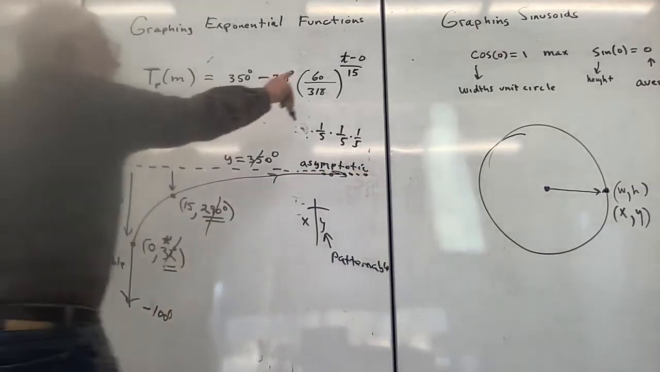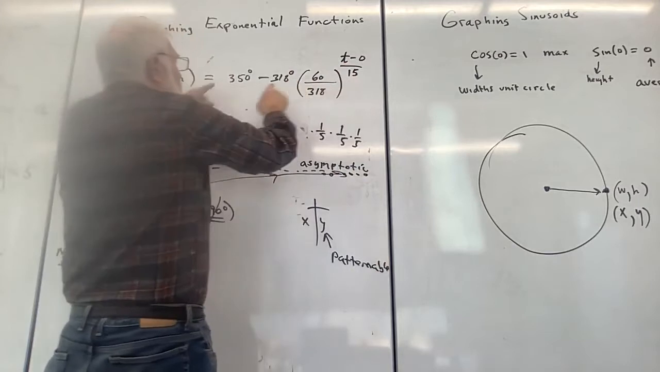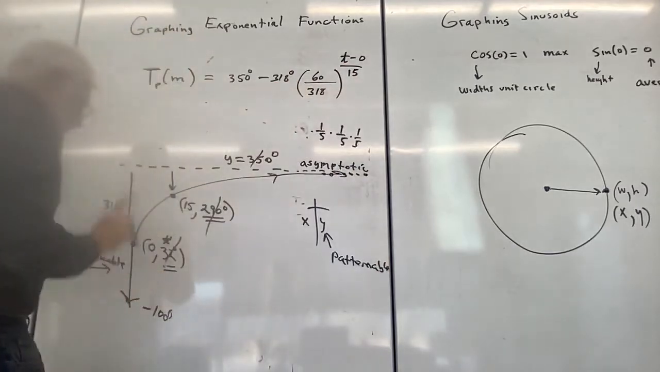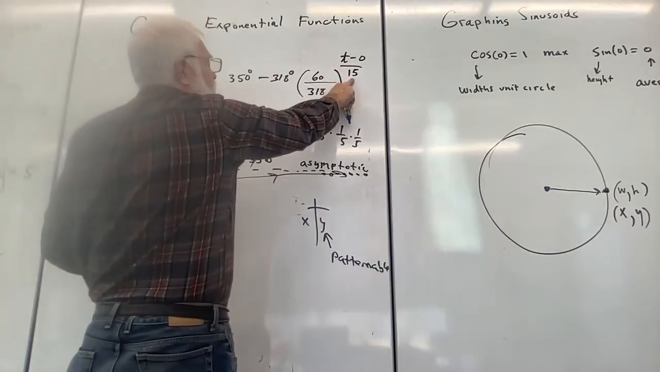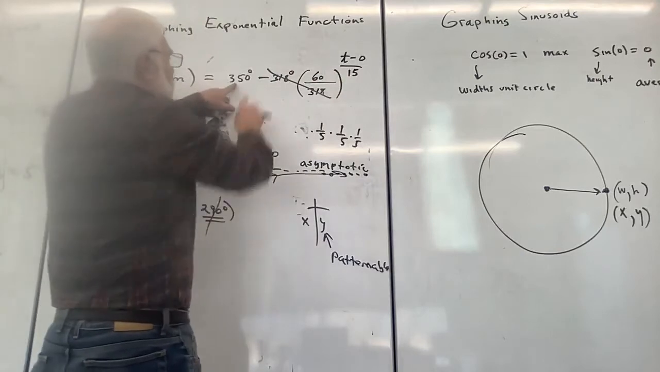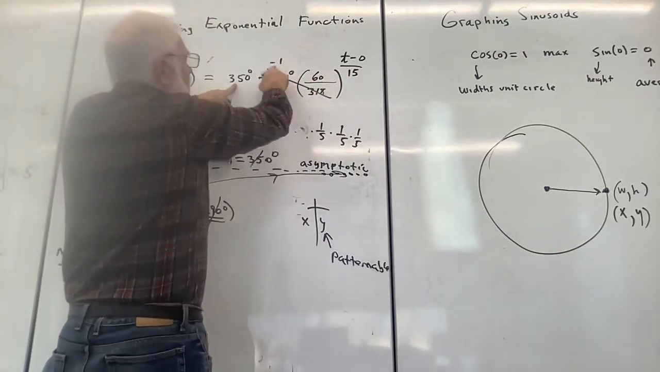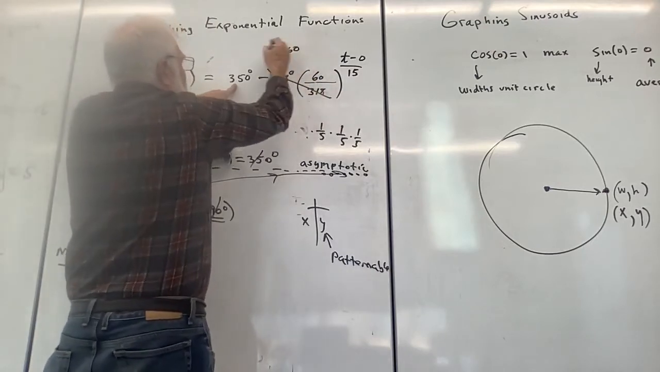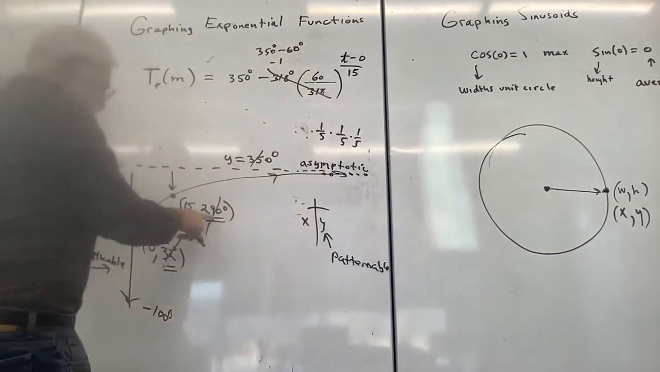So let's just put a 0 in. 0 divided by any number is 0. Anything to the 0 is 1. 350 minus 318 gets me 32. Let's put a 15 in. 15 divided by 15 is 1, which means I get this fraction, which means the 318s cancel. And I get 350 minus, well, they don't cancel completely. It gets to be -1. -1 times 60 is -60. So 350 minus 60 gets me 290.